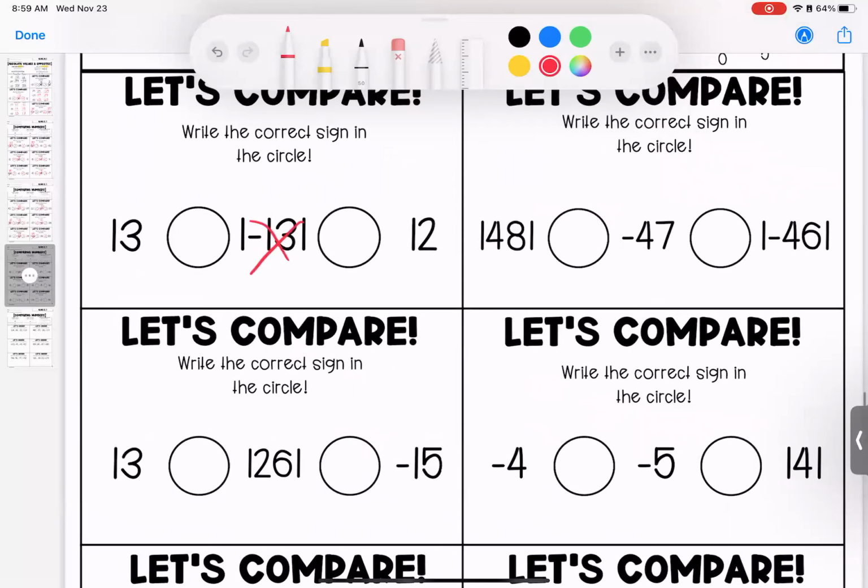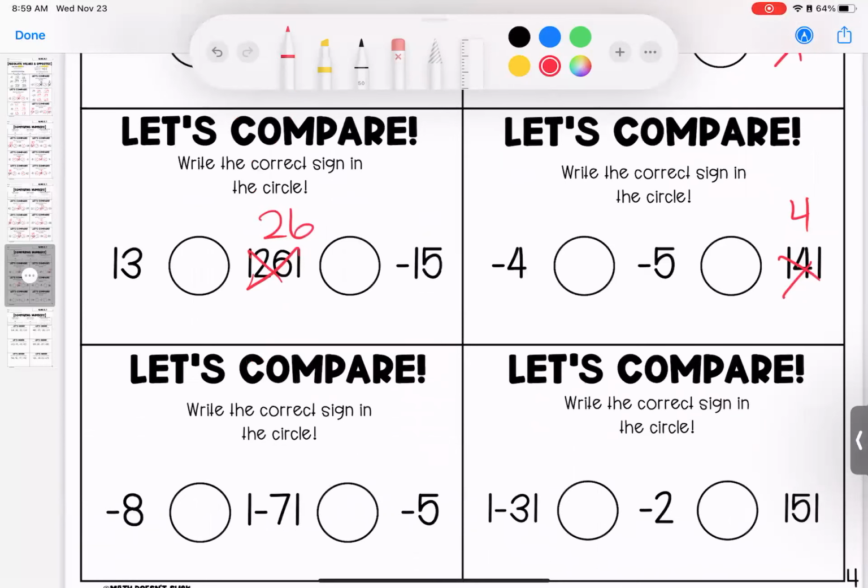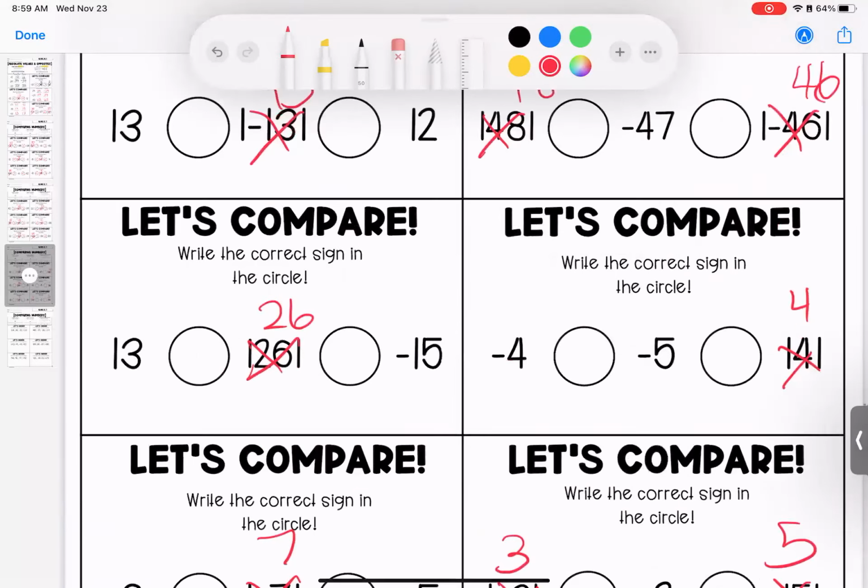I'm going to go through, solve my absolute value so that I know exactly what values I'm comparing. Remember, absolute value is simply a number's distance from 0. It can never be negative.